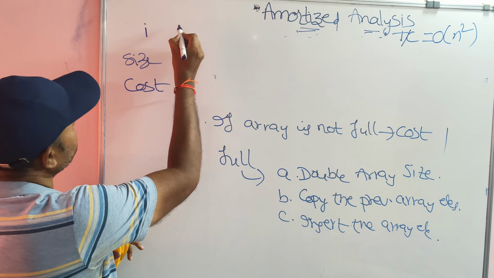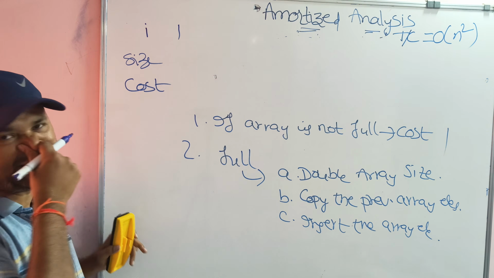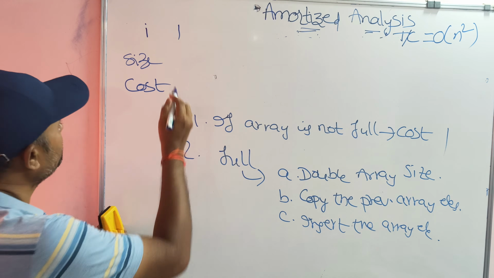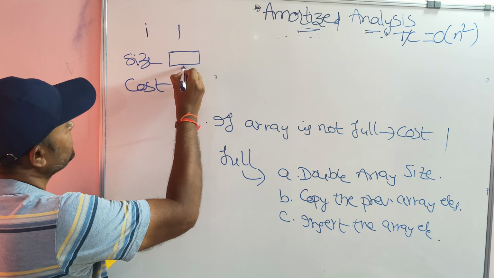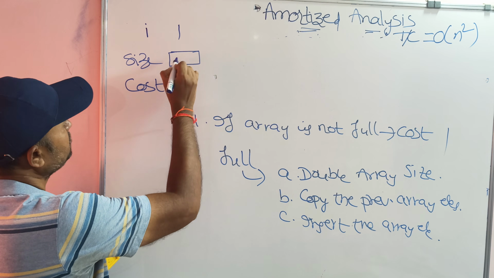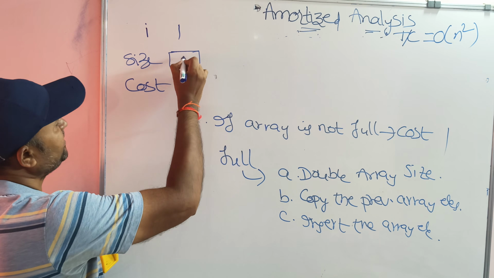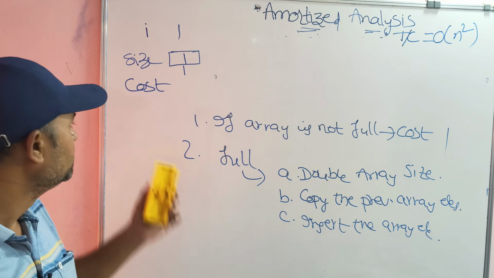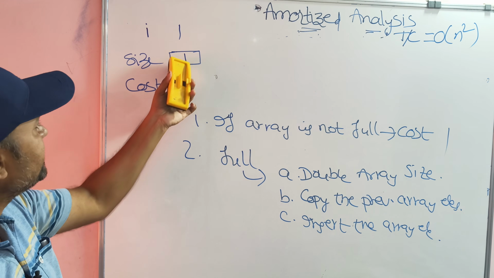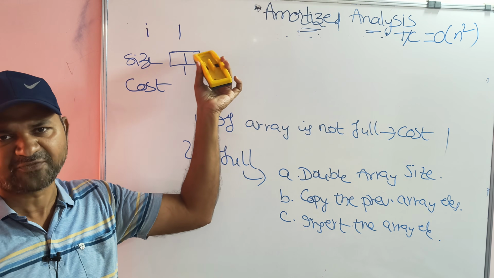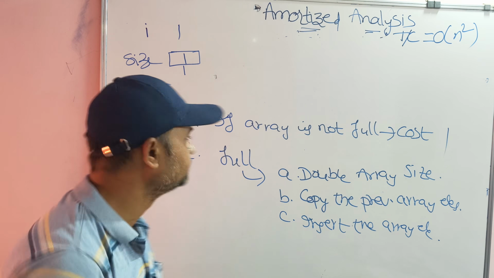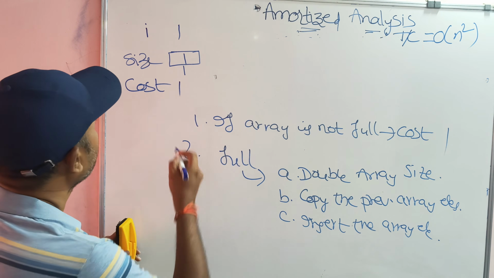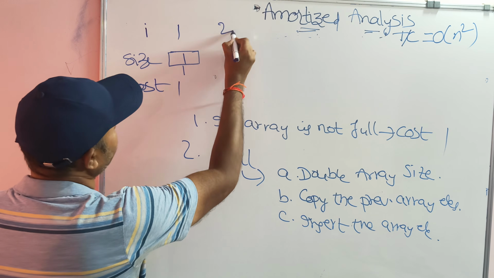Let us assume that we are inserting the first element. Let the element be 1. What is the size? Initially the size is 1. So the array contains that inserted element, that is 1. What is the cost here? While performing the insertion, the array is not full. So the cost is 1. Now let us insert the second element.